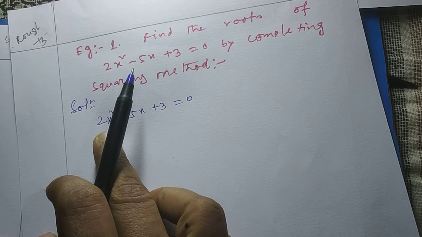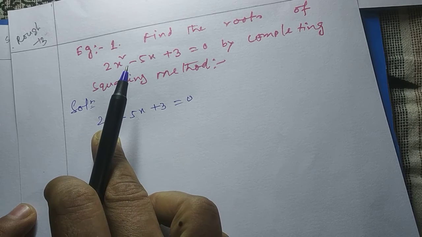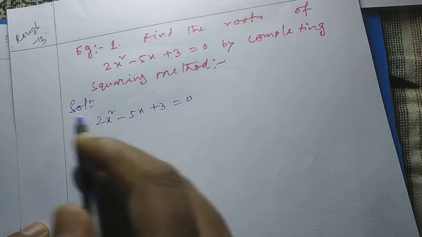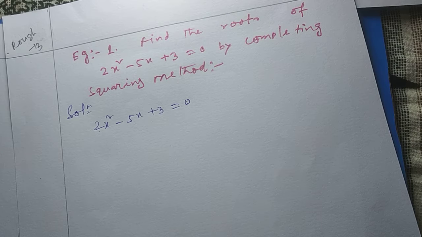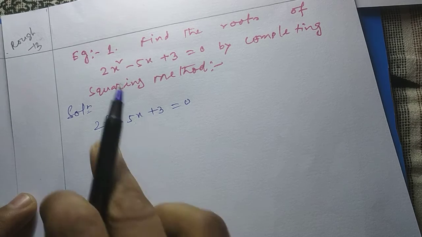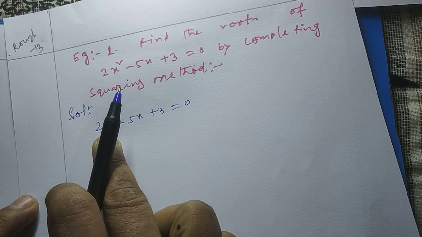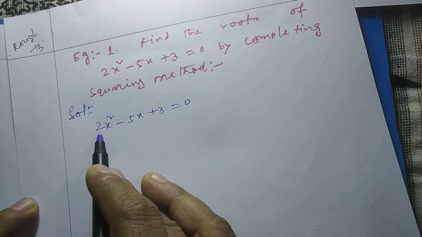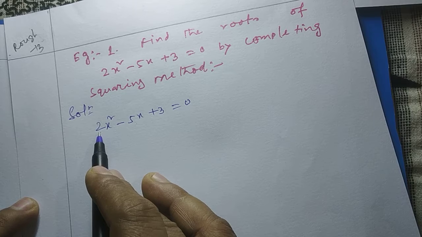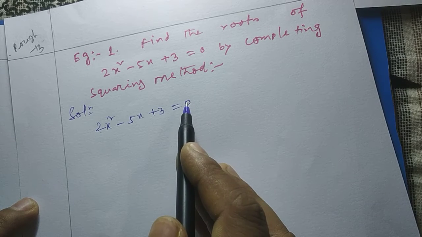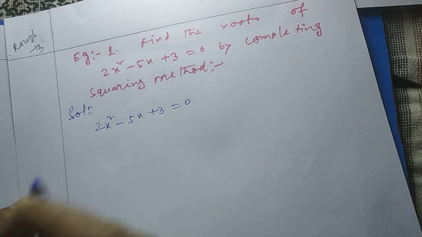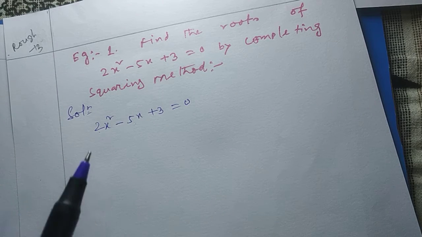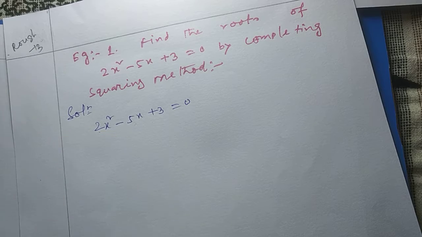Before starting the process, please keep in mind, always for this process, the coefficient of x square has to be 1. But here the coefficient is 2. So you need to remove it. Again I am saying it is very important. How to remove it? It can be removed if we divide by 2 on both sides. If it is 5, then you have to divide by 5. If it is 4, you have to divide by 4. So always, before starting the process, the coefficient of x square has to be 1.